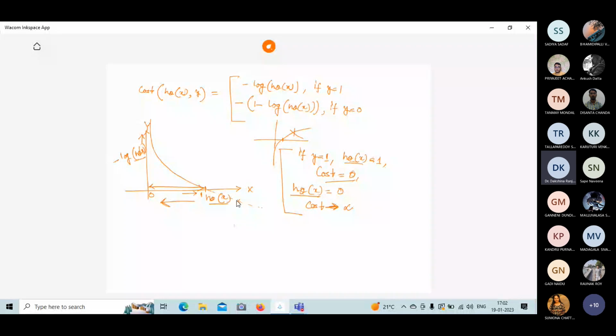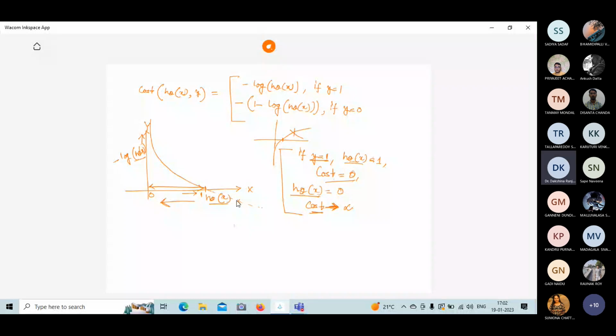But when the hypothesis representation is found to be 0 despite having the class level 1, then we will see some consequences. What will be the consequences? The cost value of the cost function will tend to infinity. So that is not possible.